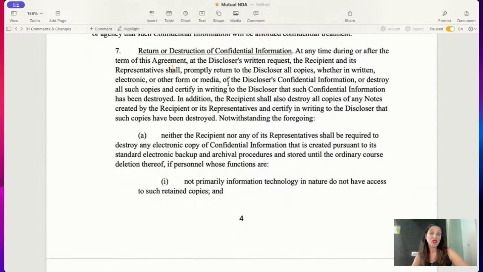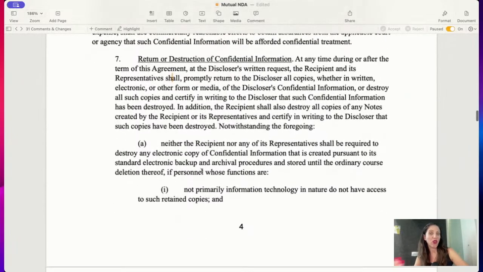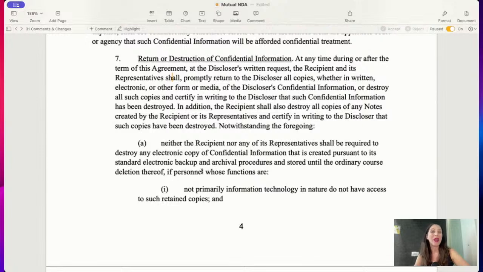Return or destruction of confidential information. So now it would appear that most of the obligations are over. Now we're going to start looking at what would happen at the end of this NDA. At any time during or after, on written request, they shall promptly return all copies, destroy all such copies, and certify in writing. So it's a certificate. So there is a legal, contractual obligation here to certify.